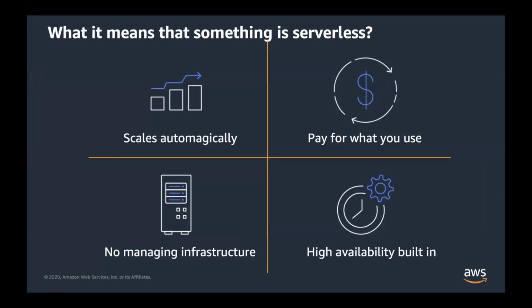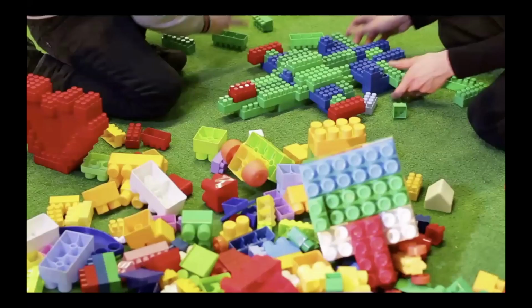And then high availability is built into serverless components. For example, if you're working with virtual machines, you might need to decide in which data center, or if you're using AWS, in which availability zone you're going to deploy your service, and you need to think about how you're going to have availability in your application. With serverless, everything is highly available, everything is distributed within the region that you pick.